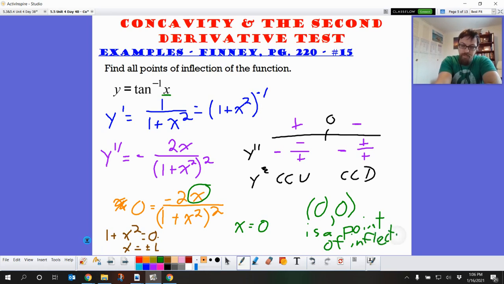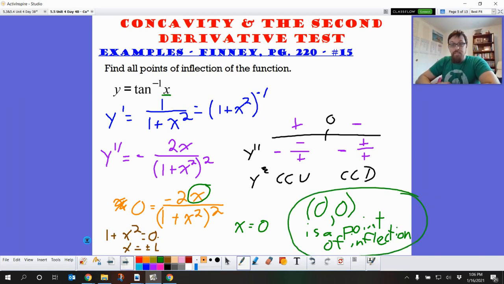And remember, arctan is not periodic, so it's not like we're going to get an infinite number of these. We're just going to get one, since we're not periodic for arc functions.